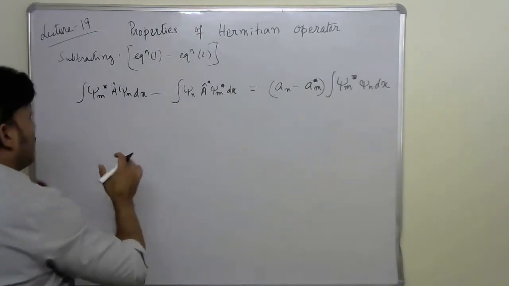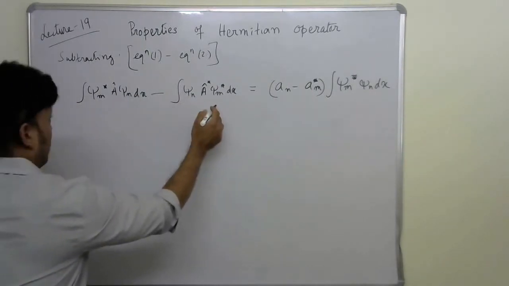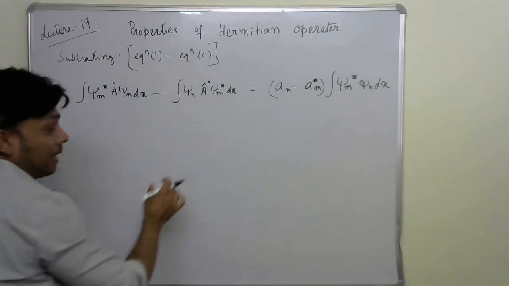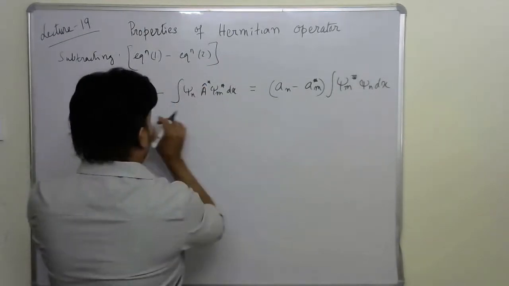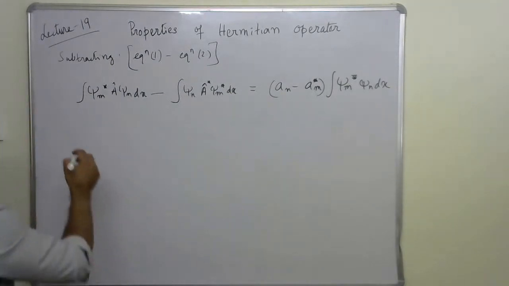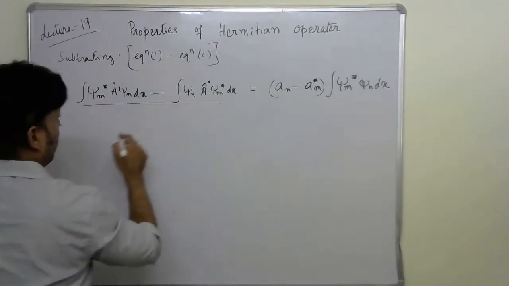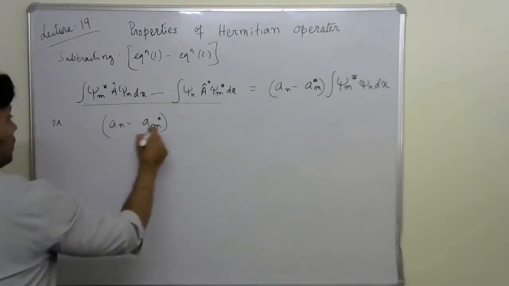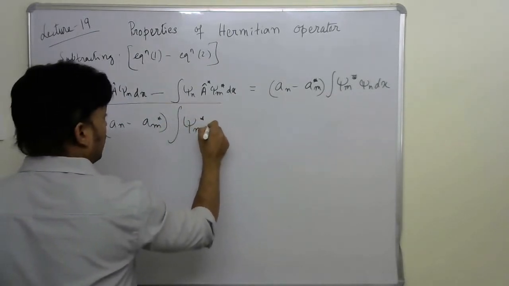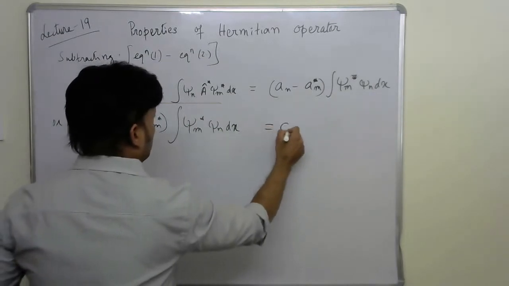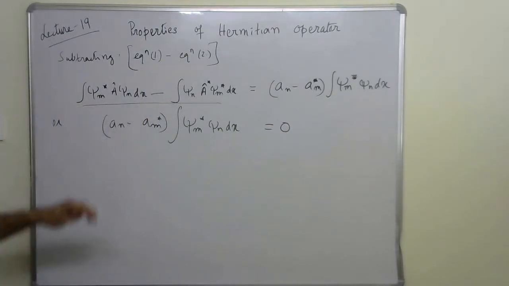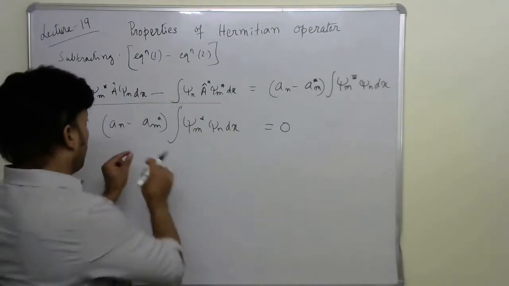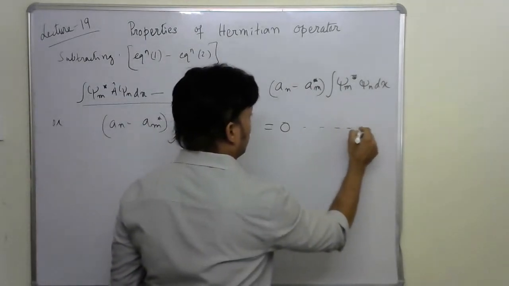Now we have already settled that since A is a Hermitian operator, for that to be satisfied, this portion should be equal to that portion. Needless to mention, all the limits here are from minus infinity to plus infinity, but I'm not writing it. Since this part becomes 0, we can write that (an minus am star) multiplied by the integral of psi m star psi n dx is equal to 0, because this left hand part is 0 due to the fulfillment of the Hermitian operator condition.